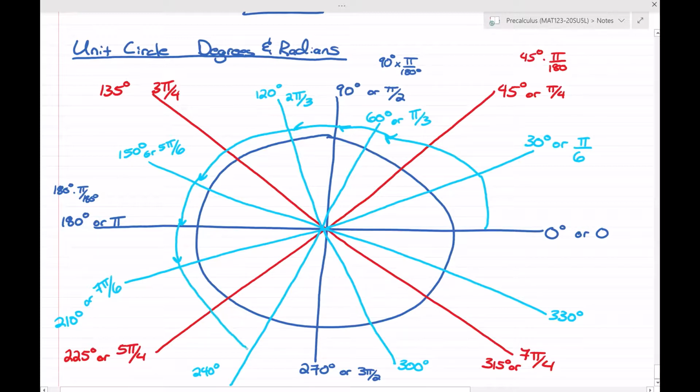This is 8 pi over 6. This is 9 pi over 6. This is 10 pi over 6. This is 11 pi over 6. And then this is 12 pi over 6, or 2 pi again.